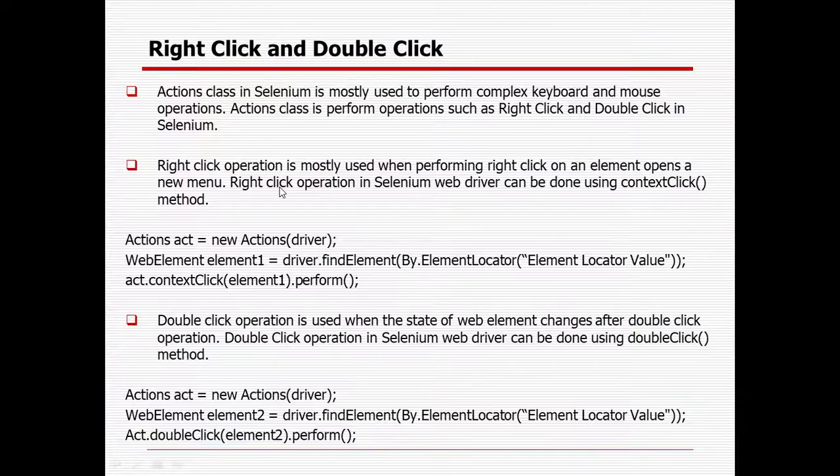So these are the two important methods available in the Actions class of Selenium WebDriver. One is the context click for right click operation, and another is the double click for double click operation. If you right click, there will be a lot of options coming. You can select an option after identifying the element, and you need to click on that. So those are the two important aspects. In case you want to right click or double click, the normal click will not work, so you definitely need to use the Actions class and these two methods.